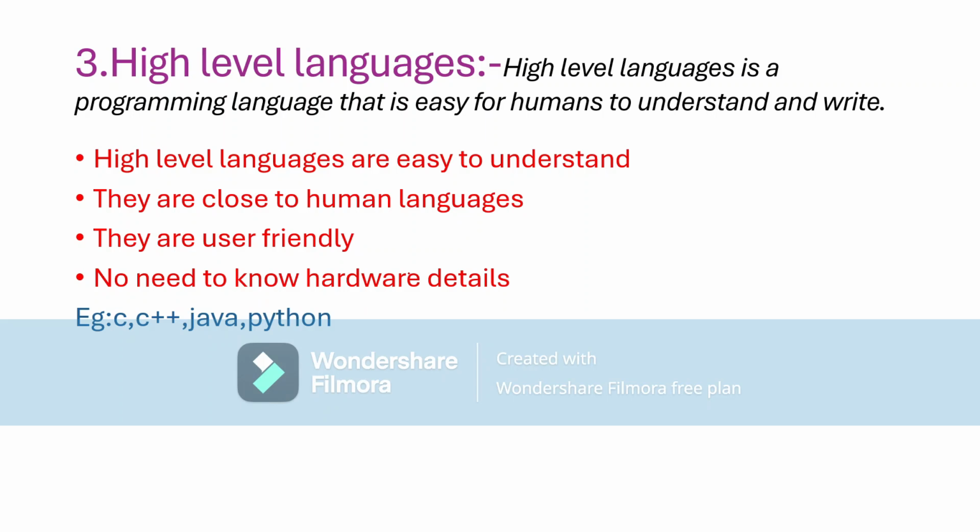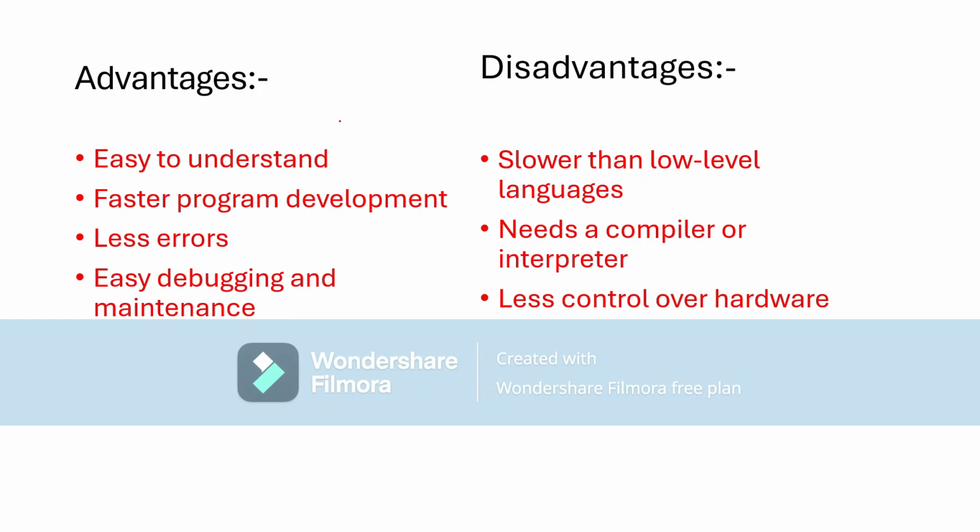Nothing much about this. High level languages are completely human level languages that a human can understand easily, like return, if, else, and print statements. They are all high level languages. High level languages are easy to understand, close to human languages, and user friendly, with no need to know hardware details. I hope you understand. Next, move on to the next slide.